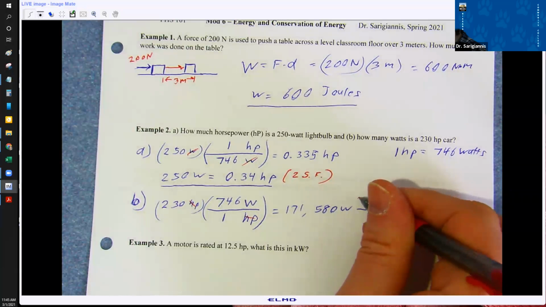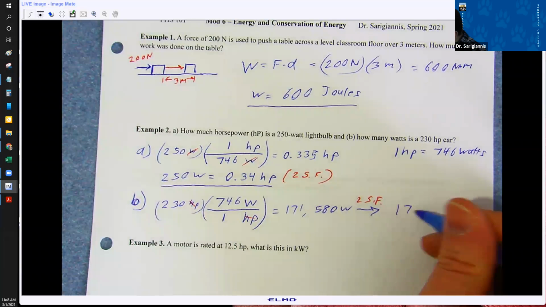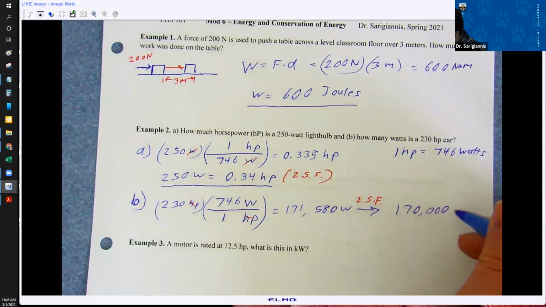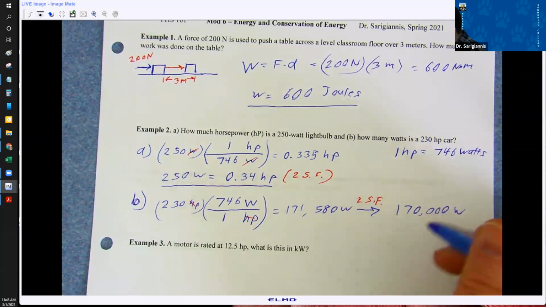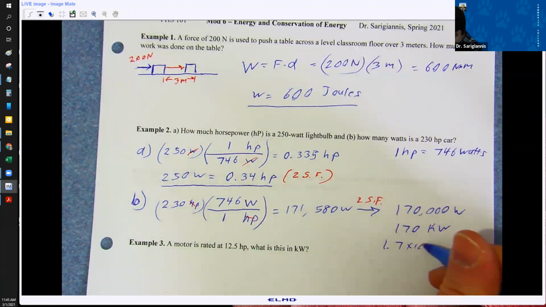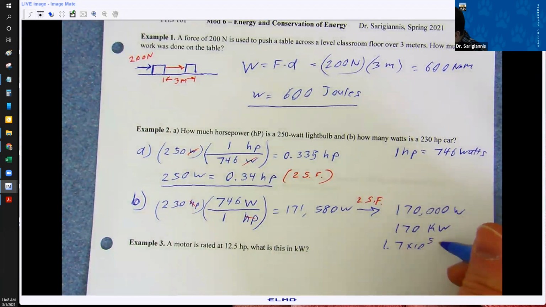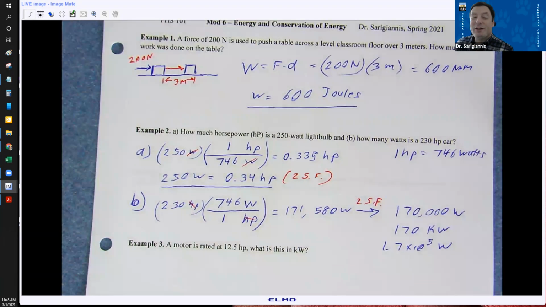with 2 sig figs, we can write this a number of ways. We can write 170,000 watts. We could write 170 kilowatts. We can also write 1.7 times 10 to the 5th, 1, 2, 3, 4, yeah, 5 watts. So if anyone ever asks you what the power of a 200 horsepower car is in watts, you can say, well, you know the conversion factor.